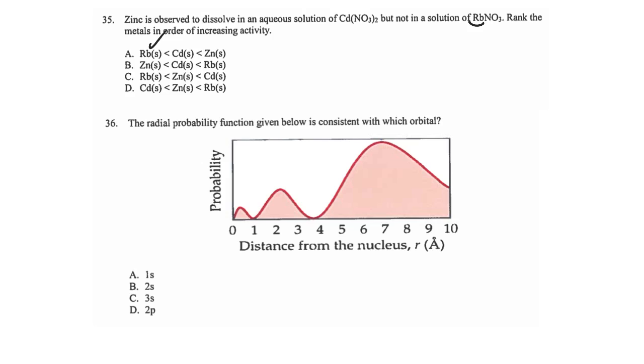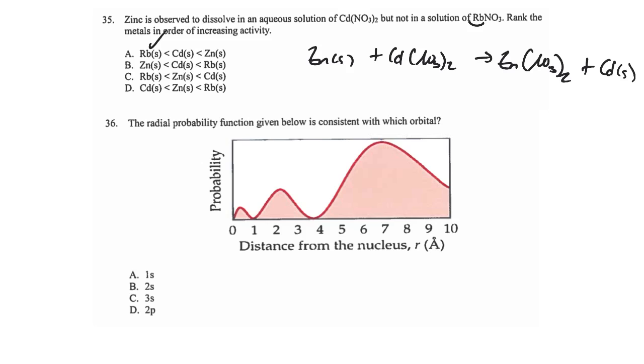The zinc is dissolving in cadmium. So cadmium solid is forming, so zinc solid reacting with Cd(NO3)2 to form zinc nitrate plus cadmium solid. Since we're getting this solid here, it must mean that this cadmium solid is less reactive than zinc solid. Zinc solid is reacting because it's more reactive. So we're going to go rubidium, zinc, and then cadmium. Rubidium is the least reactive, then zinc, then cadmium.